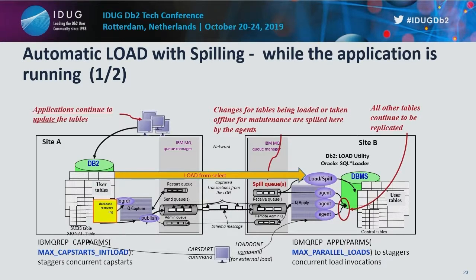So what is important here, in closing with the initial load, is that the load is driven from the target. Obviously, you don't have to stop your application, but you also don't have to stop replication for tables already replicating.